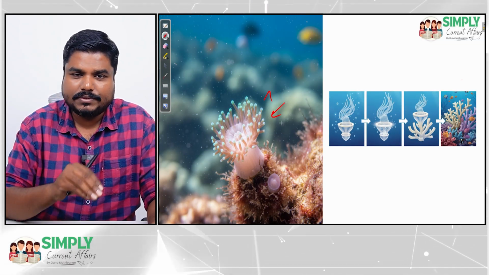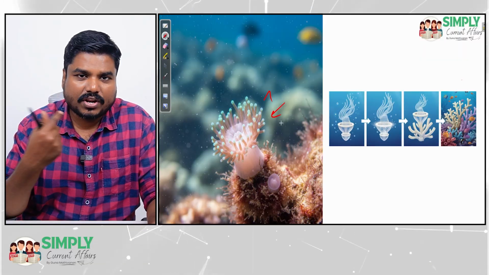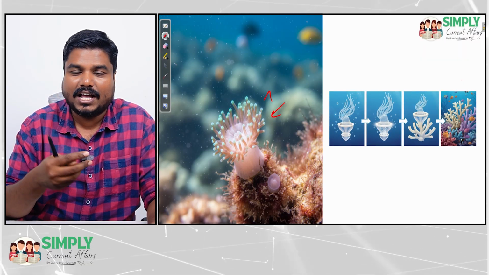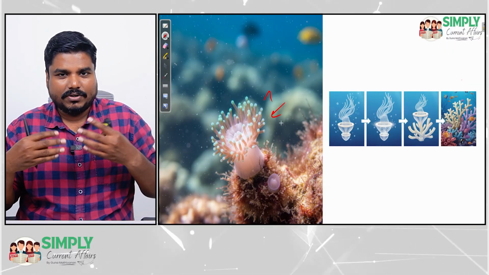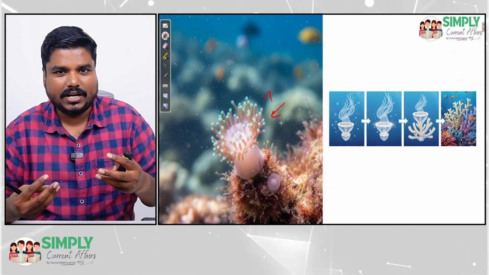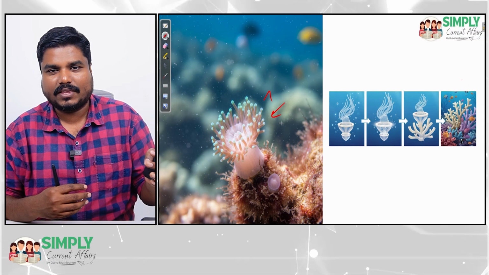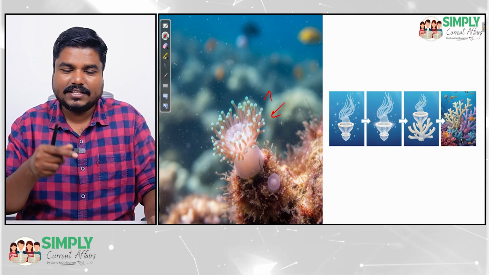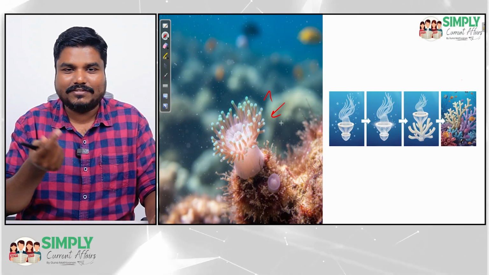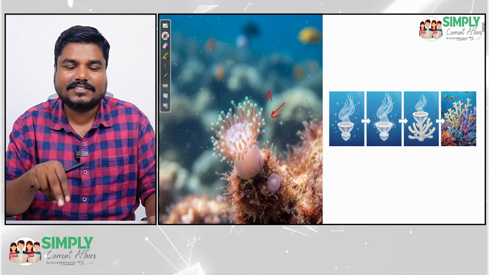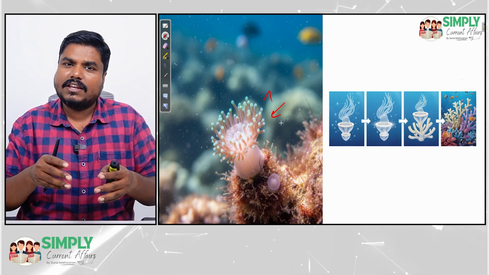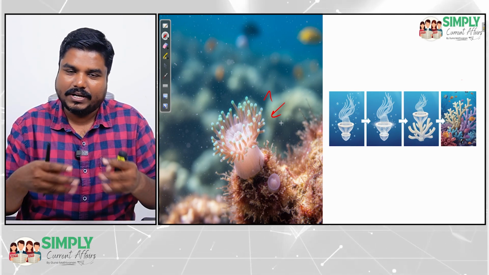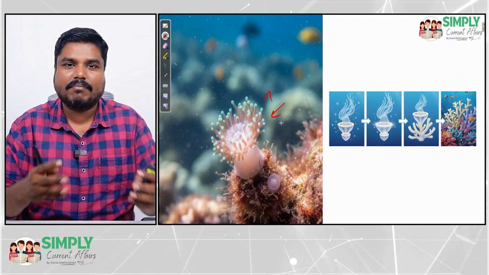And these polyps build a hard structure around themselves. That is why when we look at videos or images of coral reefs, we see a rock-like structure. Basically, that rock-like structure is the hard structure the polyp has built around itself. Inside that hard structure only you will see the polyp. Even if a single polyp dies, the hard structure will remain.